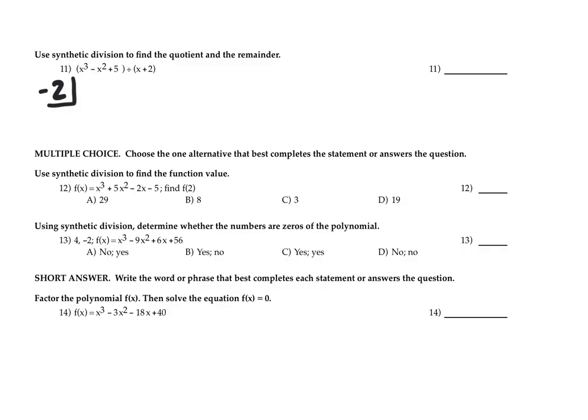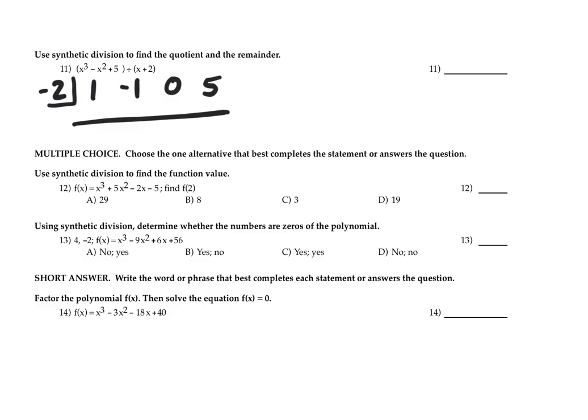x plus 2, we're going to put negative 2 in the box. We're going to do our coefficients. 1x cubed, negative 1x squared, and then here's where you've got to really be careful. 0x, because we're missing an x. We've got to make sure we get that 0 in there. And then 5. And then we're going to go through synthetic division.